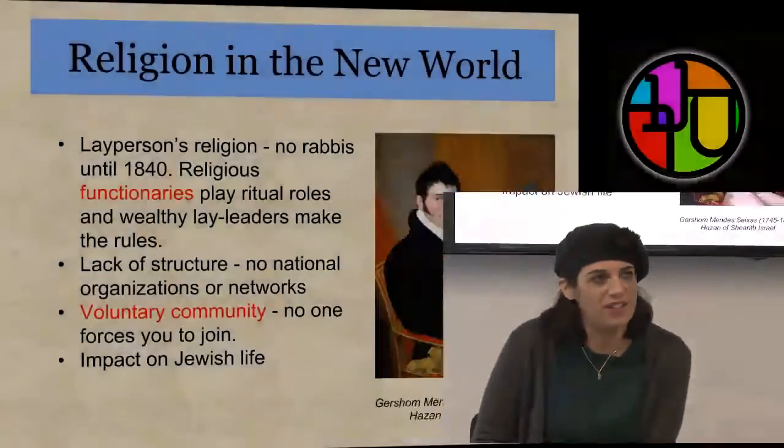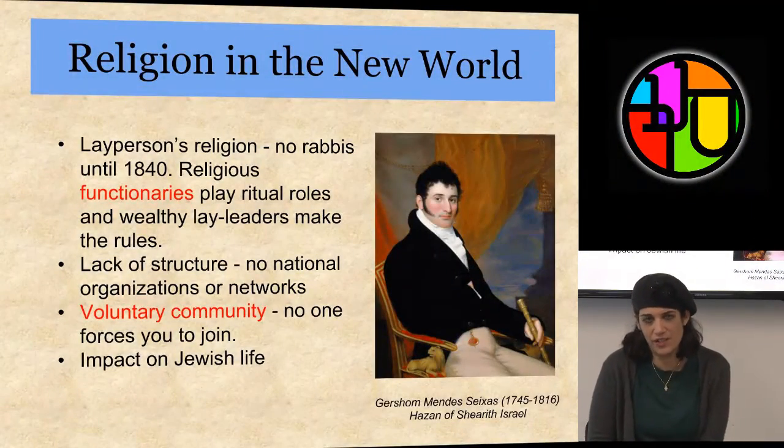So what is this about? Let's draw some conclusions about religion in the New World. First of all, religion in the New World was a layperson's religion. As I spoke about last week, there are no rabbis here until 1840. And when poor Abraham Rice, the first rabbi, comes, he has a very tough time reigning in his congregation and ends up leaving them because they refuse to observe anything.